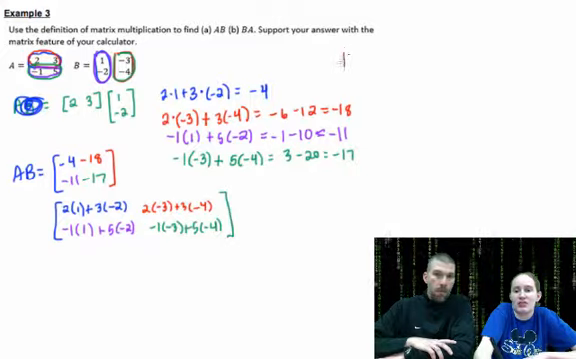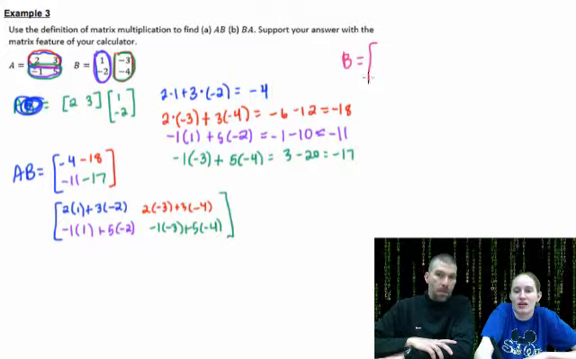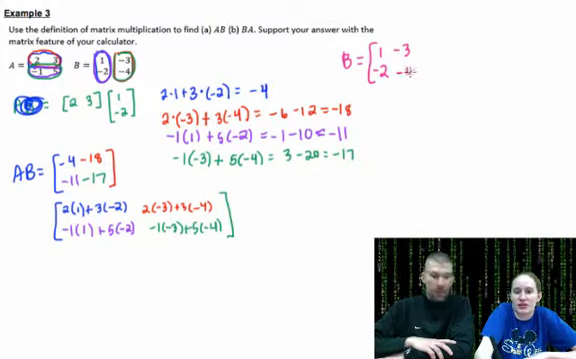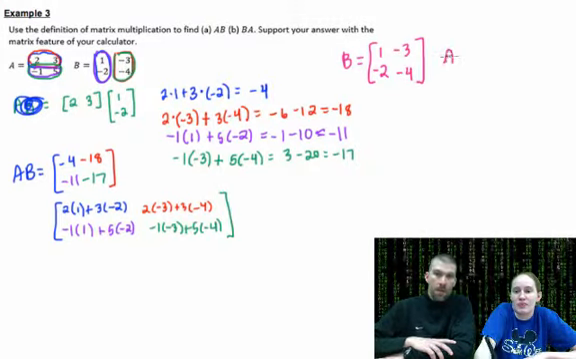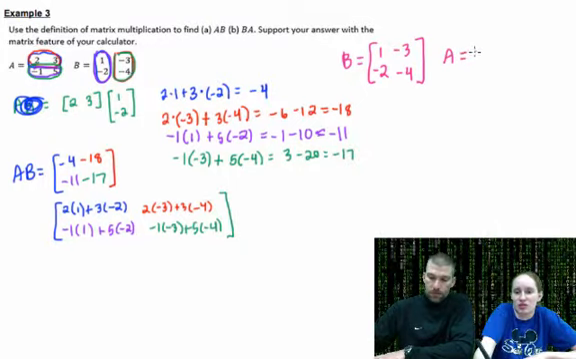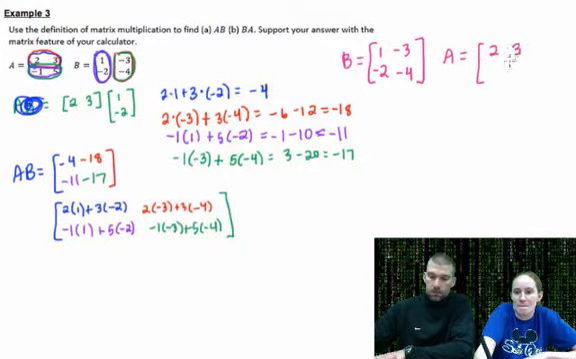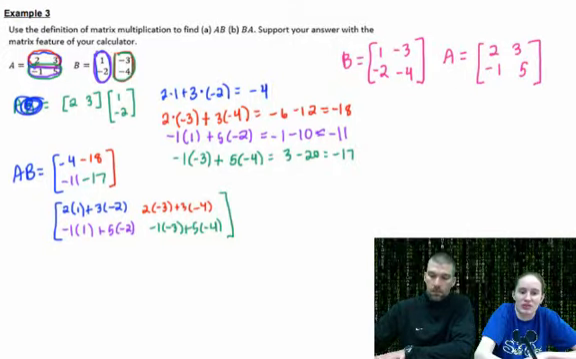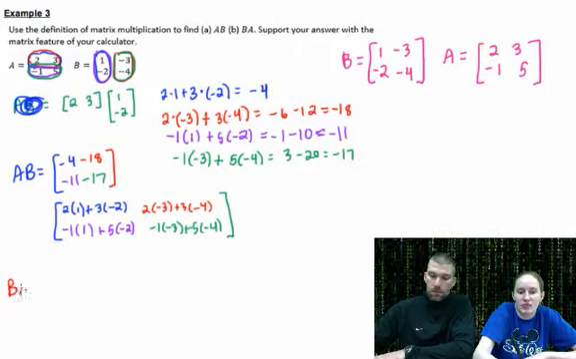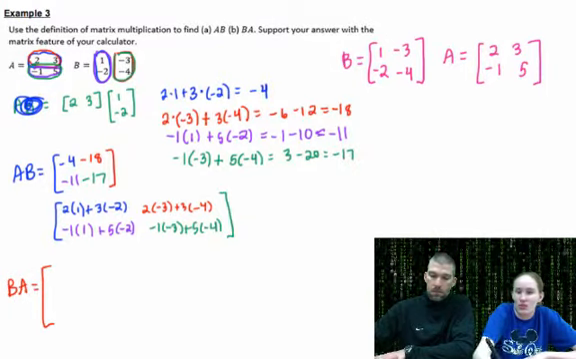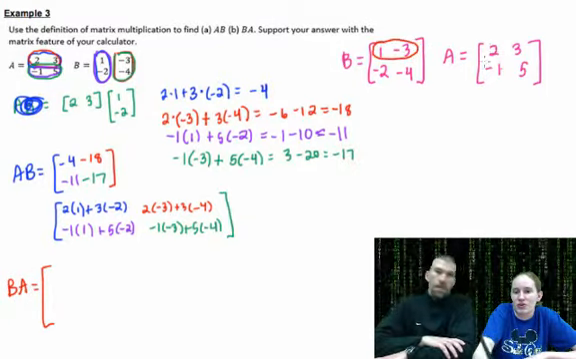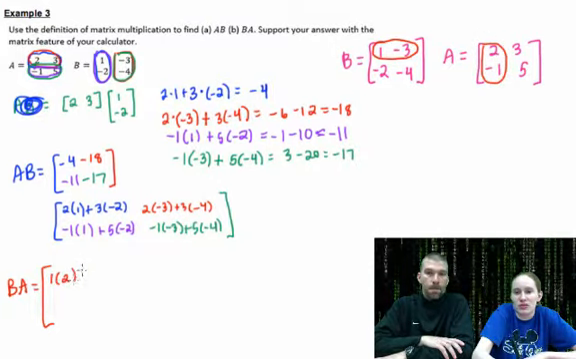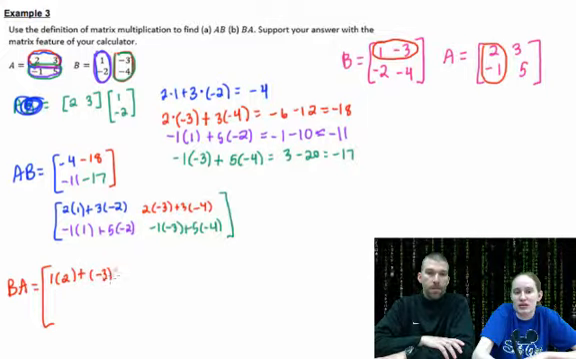Now, for me to do B times A, I almost have to write them in the other order. Yes, you need to, or you'll make a mistake. What happens is we're switching which rows and which columns we're dealing with. For whatever reason, it doesn't work so well when I try to do it in my head. So for BA, we've got first row, first column. So that's 1 times 2 plus negative 3 times negative 1.